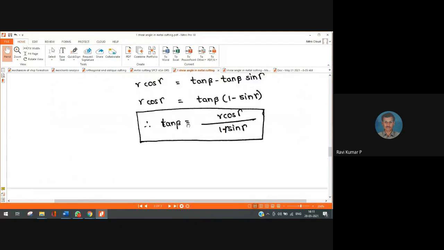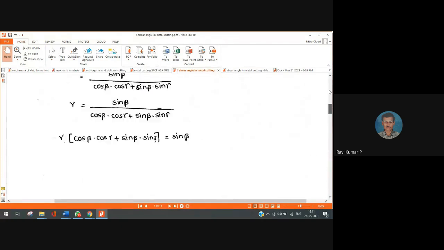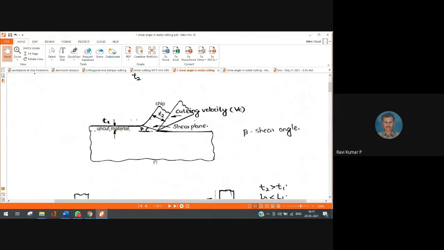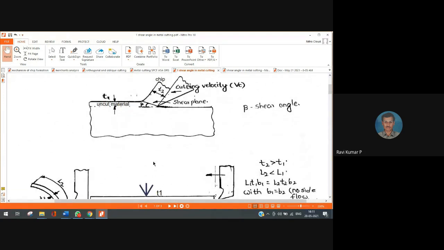The next thing I have to observe is that there is a sort of compression of the work material. When the cutting tool moves with some velocity Vc, I find that there is a region of separation between the uncut material and the material that has been cut. So that border I call it as shear plane. So the uncut material transforms into chip, right? After passing through that region.